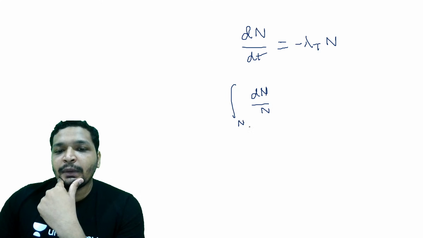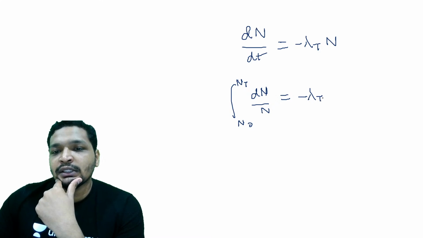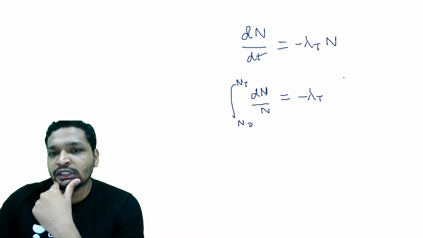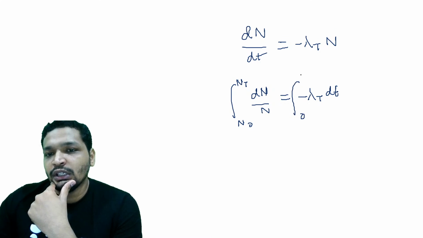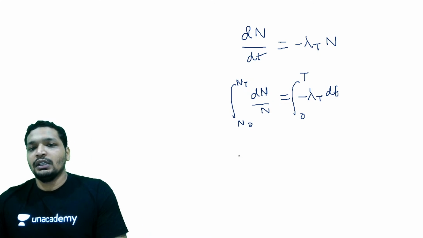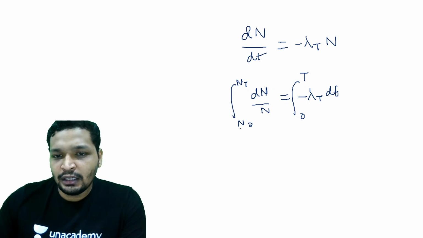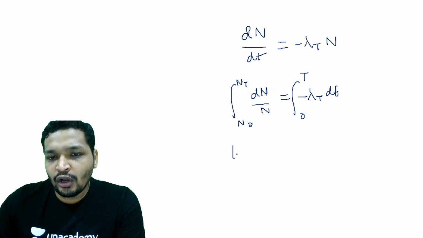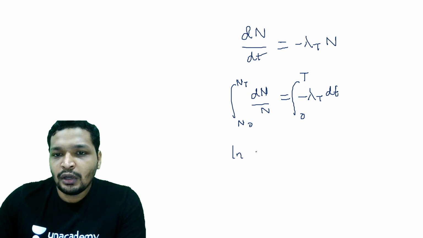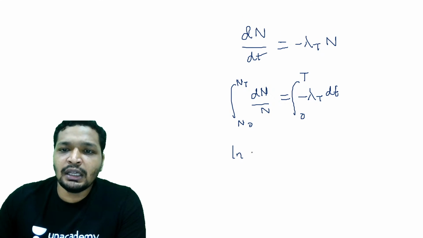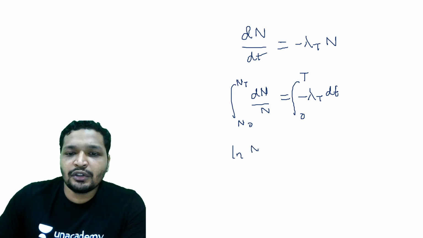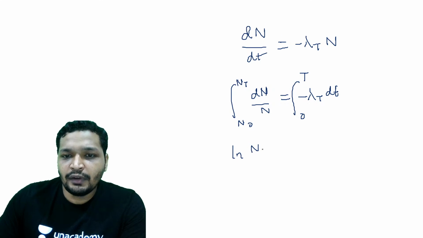You'll take it from N naught to some Nt, and this is going to be minus lambda into dt, since dt will go on the other side, and that will be from 0 to t. Okay, that is going to be Nt. If you integrate it, this is going to be log of Nt, and that negative taken, it is going to be N naught divided by Nt.